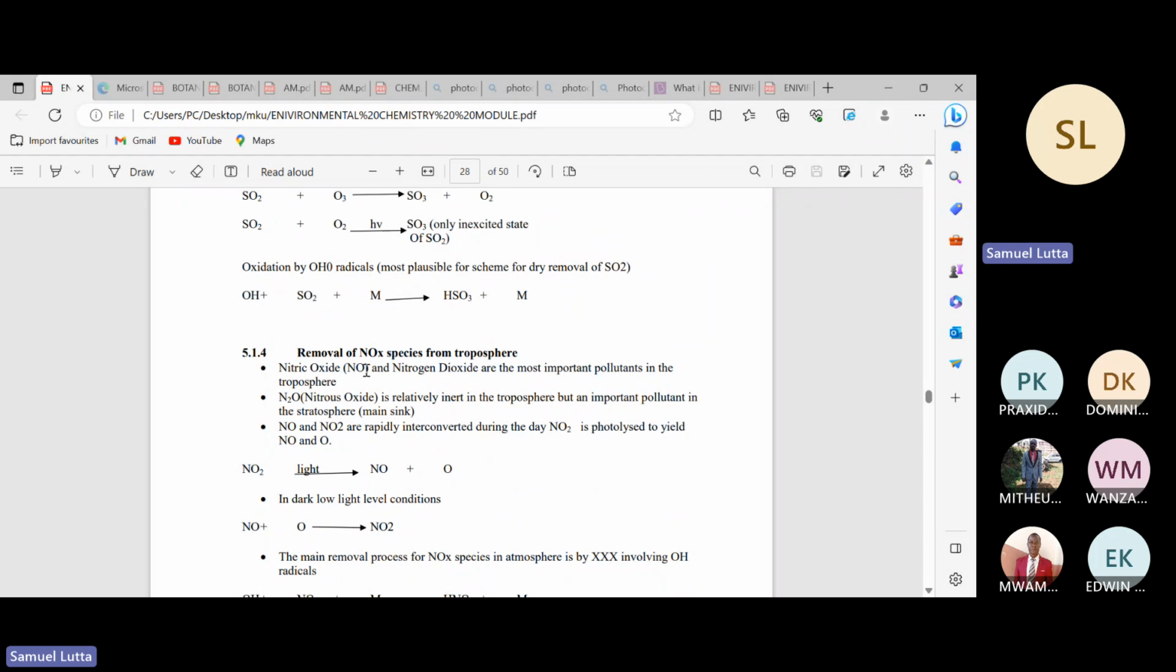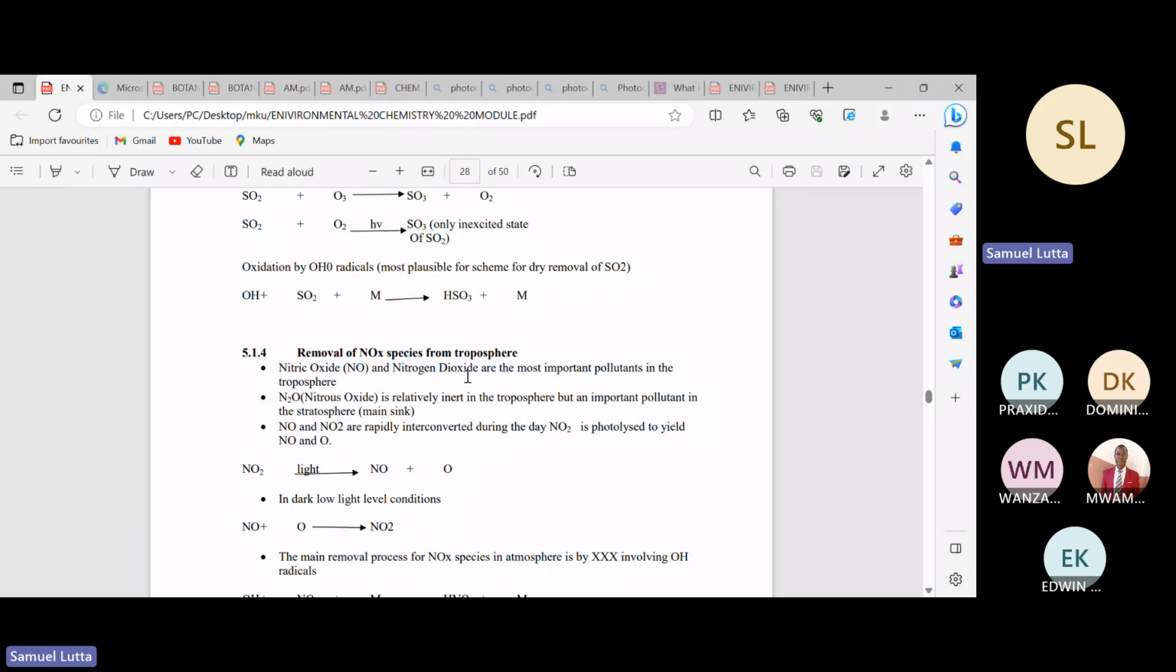And we normally have two forms. Remember, we said we have the NO, which is the nitric oxide, and then we have nitrogen dioxide, which is the NO2. And we said these are the major pollutants in the atmosphere. Remember, we said NO2 has brown fumes when we are talking about photochemical smog, which affects the visibility of the atmosphere. It is normally caused by nitrogen dioxide.